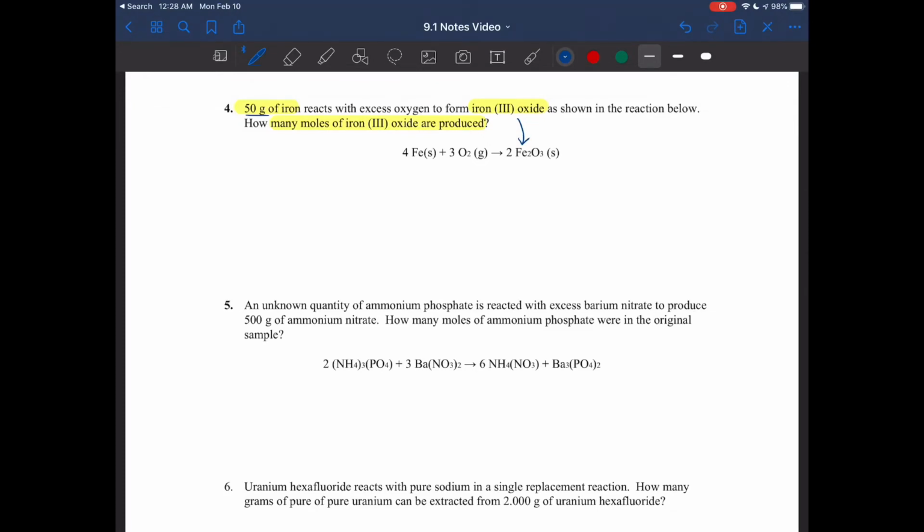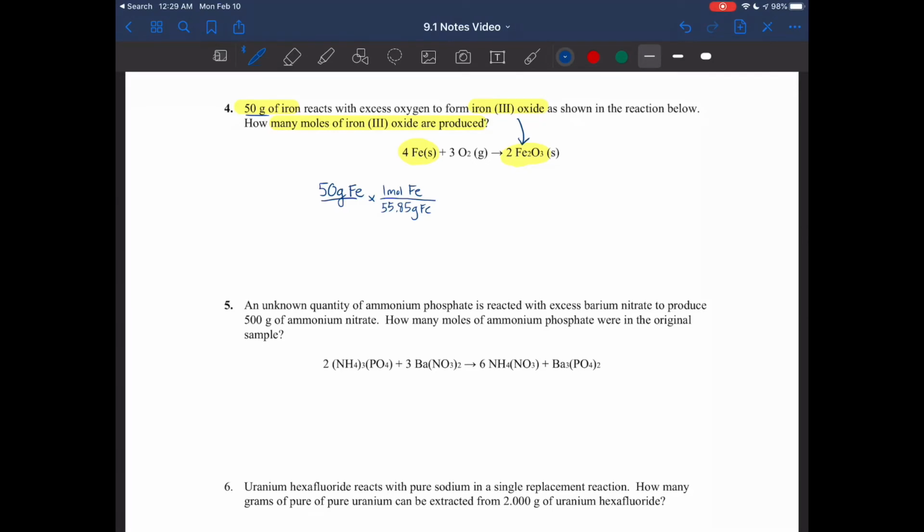Now that iron 3 oxide, it is that Fe2O3. And we can go ahead and set up our dimensional analysis. We're given 50 grams, so we're going to write that down. And we're going to go ahead and try to convert that to moles of Fe, or iron here. Now the molar mass of iron, I believe that's 55.85. So we're going to write that down, 55.85 grams of iron in 1 mole of iron.